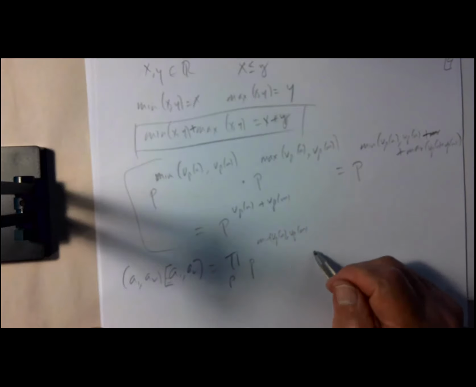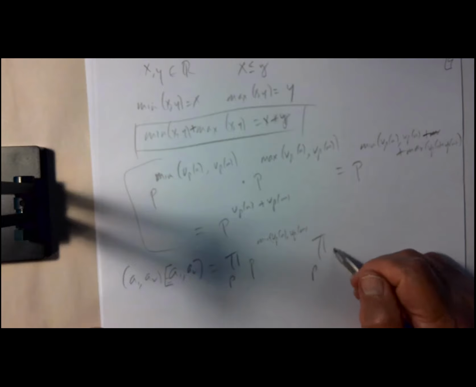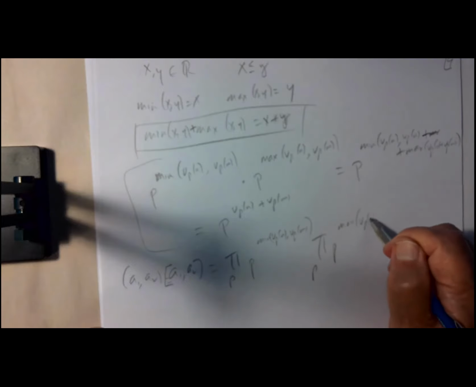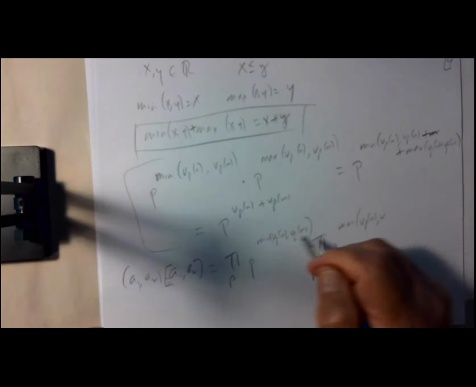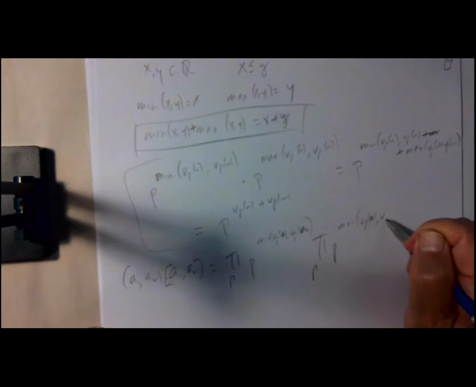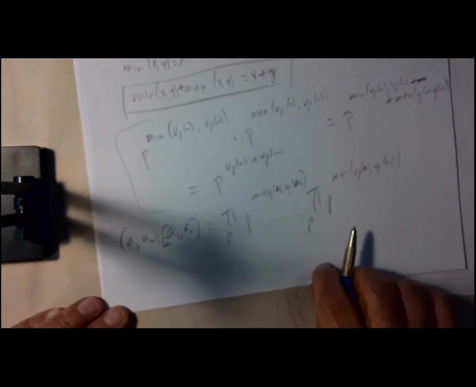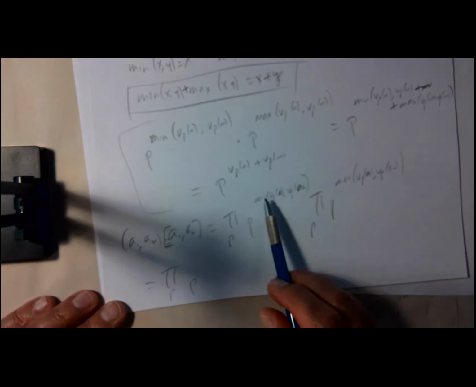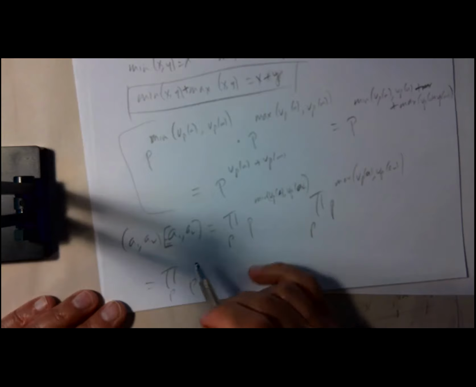And the least common multiple is the product over all primes p to the max of v_p of a1, v_p of a2. And again, this is the product over all primes p to this plus this, just by our rules for exponents.